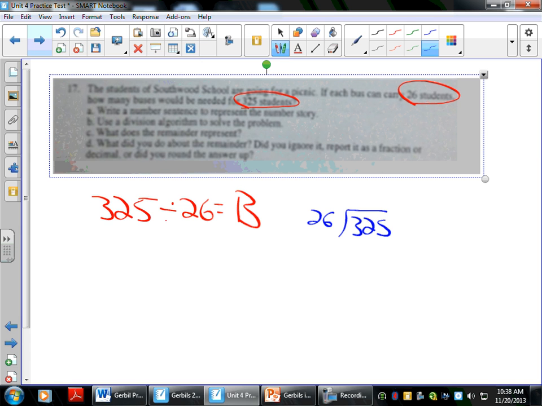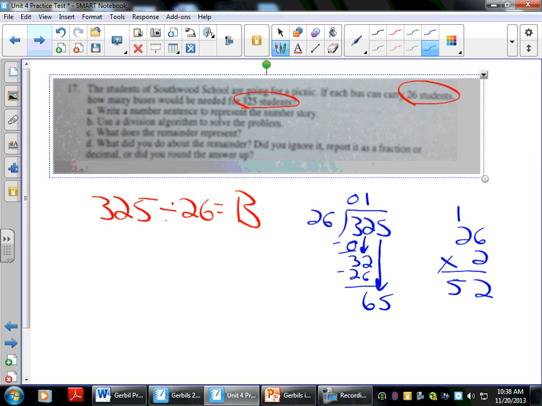26 can go into 3, 0 times. Bring down the 2. 26 can go into 32 once. How many times can 26 go into 65? Well, I know 26 times 2 is probably going to be the closest because 25 times 2 is 50. 6 times 2 is 12. 3 times 2 is 4, plus 1 is 5, 52. Put a 2 here, put a 52 here. Subtract, we got 13. So your answer is 12 remainder 13.